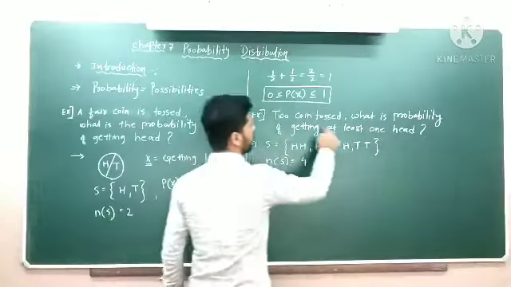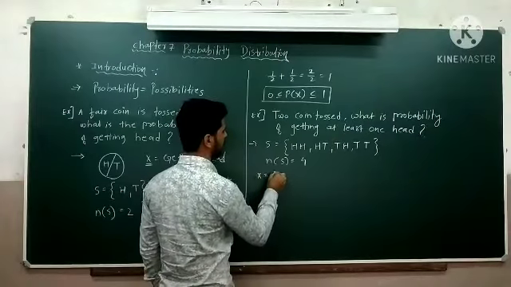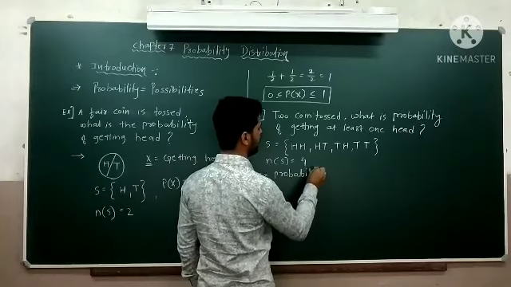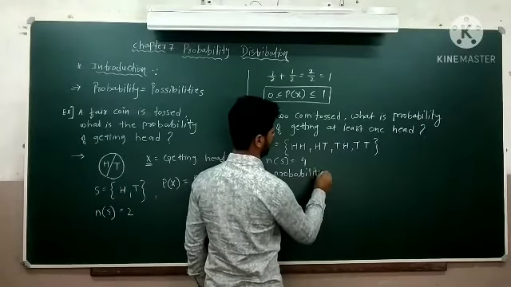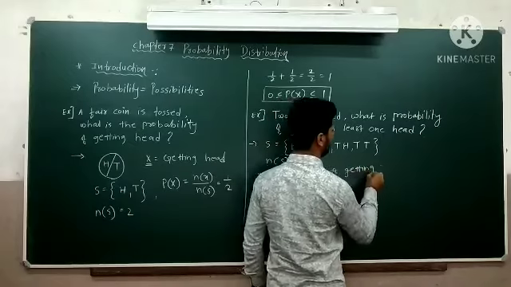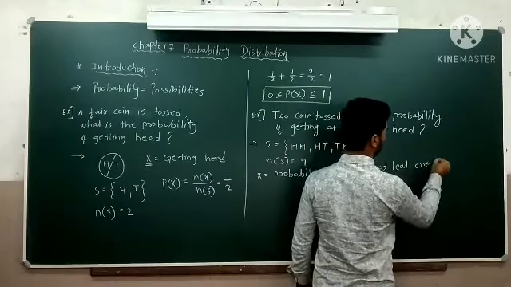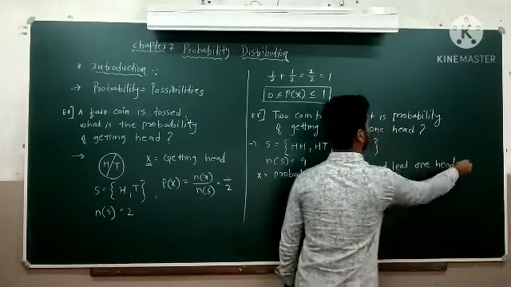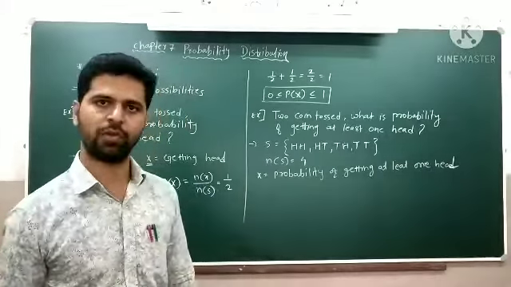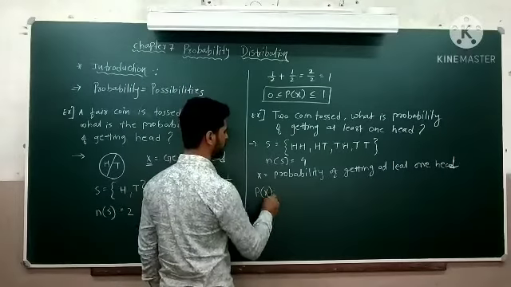What we have to find is the probability of getting... so X I write. Probability of getting at least one head. Okay. So probability of getting head. So we are calculating P of X.